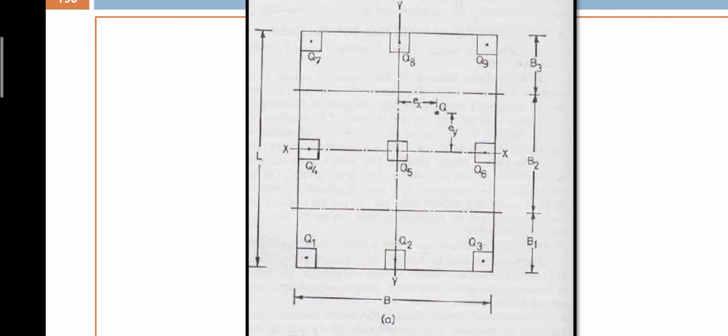That's why B1, B2, B3. You can see B1, B2, B3. Y directionல 3 ஸ்ட்ரிப்பாக டிவைட் பண்ணியிருக்கோம். B1, B2, B3. So B1 by B is going to be one strip, B2 by B is another strip, B3 by B is another strip. Each will act like a beam.